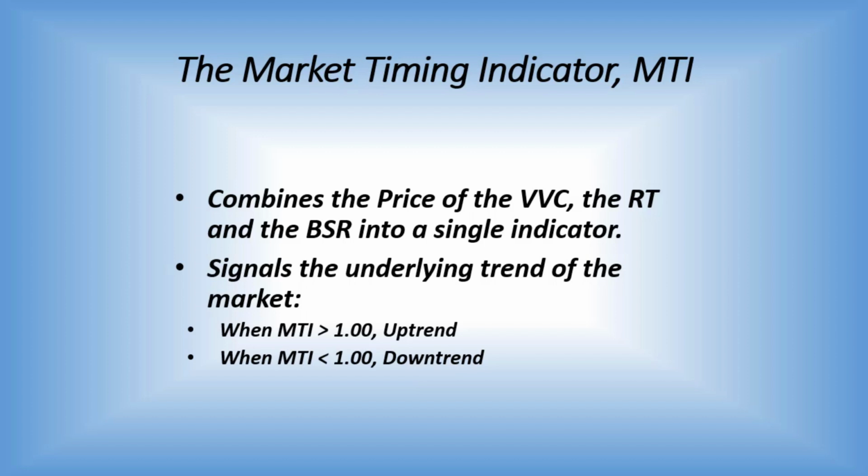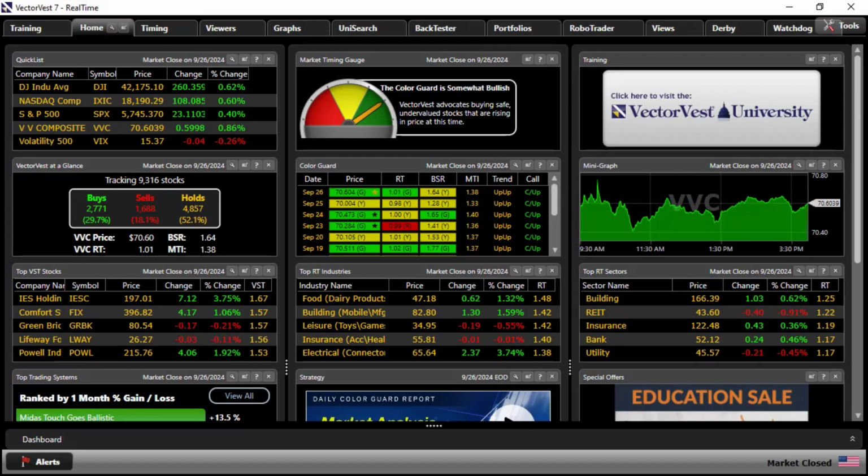So that's enough of the background. Let's put it into action here and see how the MTI can inform us about what's going on in the market. Moving into the software, we find the MTI on the home page in a couple different places. First, we see it in the VectorVest at a glance box here. We also see it in a column showing us some historical performance over the past week in the color guard square. But I want to establish some concepts here, so we're going to turn to a market timing graph.